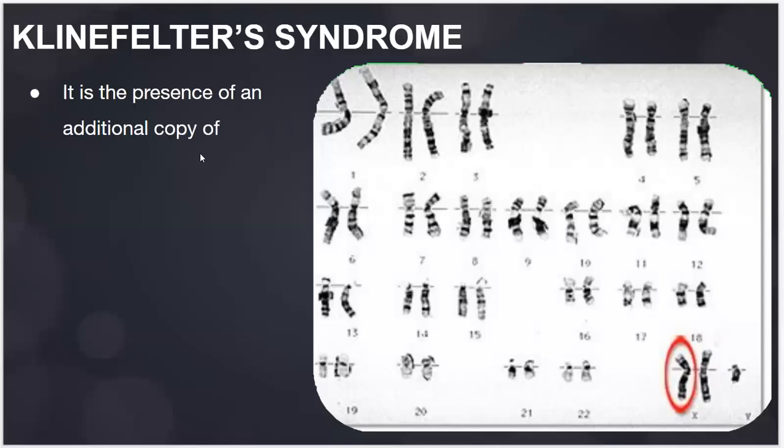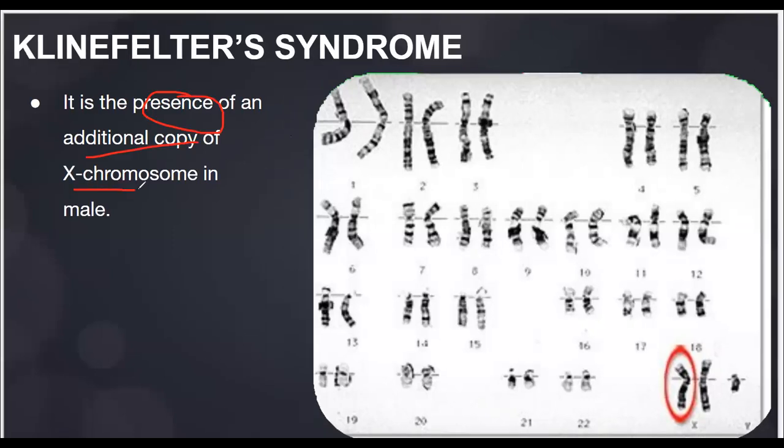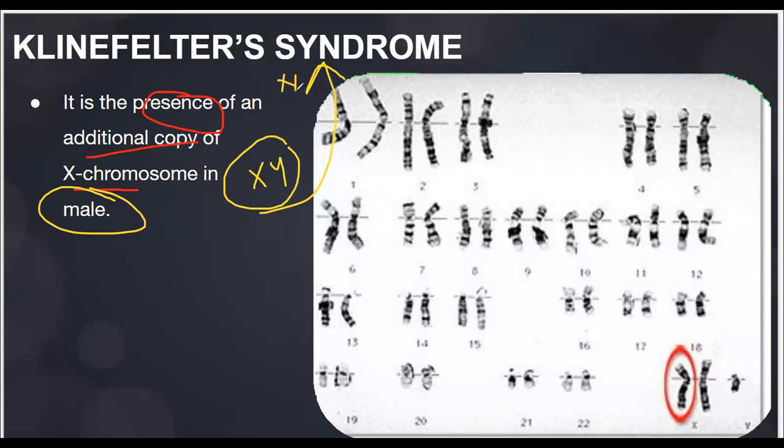Klinefelter's is basically the presence of an additional copy of the X chromosome in males. How many copies of the X chromosome are there in males? One X and one Y, right? This is the sex chromosome of a male. But what happens in Klinefelter's? This XY turns into an additional copy of X, so now the condition in Klinefelter's is 2X and 1Y.